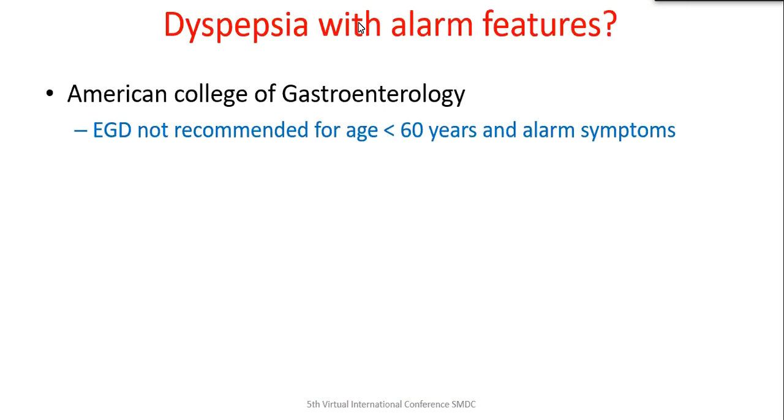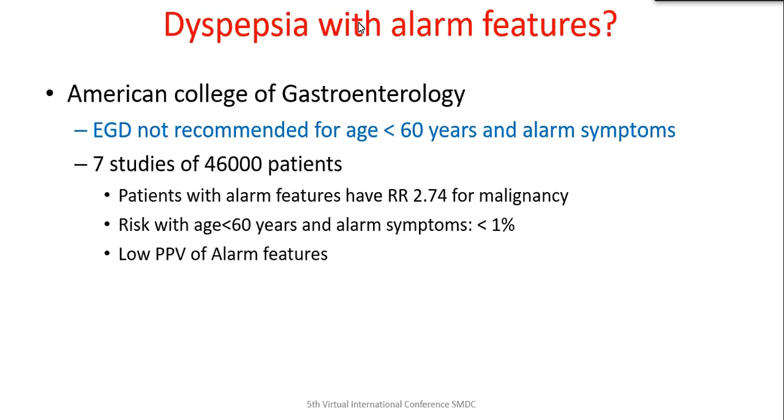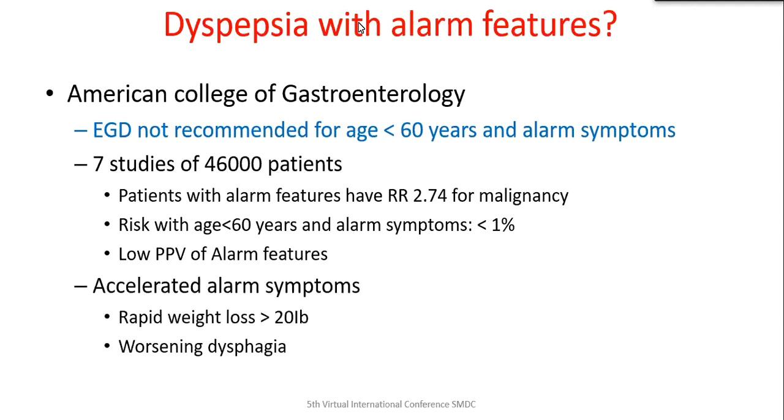But how do the guidelines look at these alarm symptoms? The American College of Gastroenterology does not recommend endoscopy for somebody less than 60 with alarm symptoms. And what's the evidence? There are 7 good randomized controlled trials with more than 46,000 patients, and they saw an overall relative risk of 2.74 of having malignancy with alarm symptoms. But if the age is less than 60, this risk goes down below 1%. So they believe that the positive predictive value of these alarm features is very low, so they cannot be used as an indication for endoscopy.